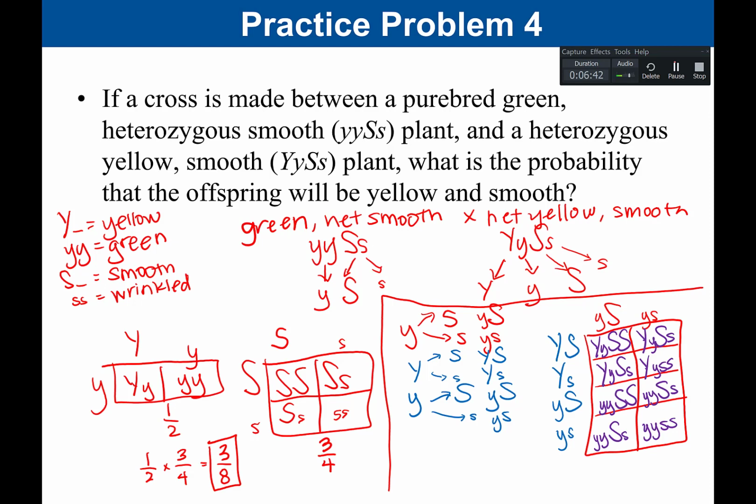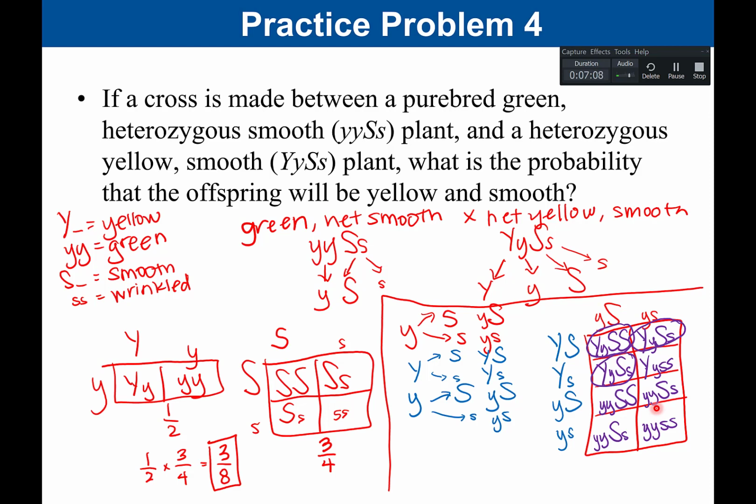And so notice that for yellow, it's big Y, any second allele, and smooth, it's big S, any second allele. And so let's look on our Punnett Square and find them. And so we have 3 out of 8. So notice this one doesn't work because it's little s, little s. These all don't work because they're little y, little y.